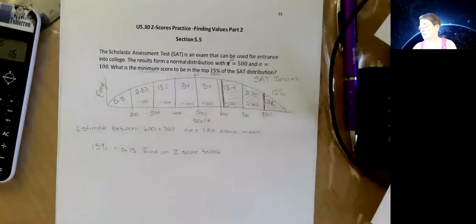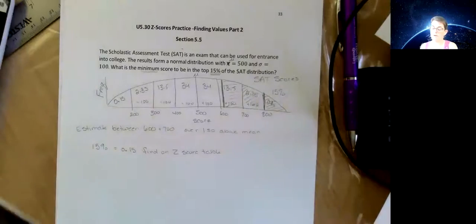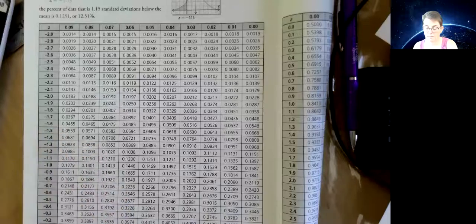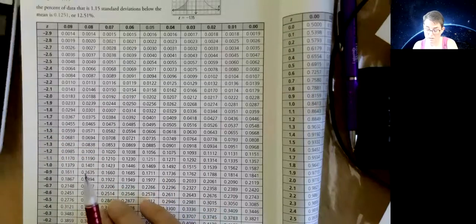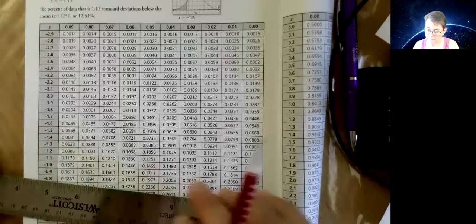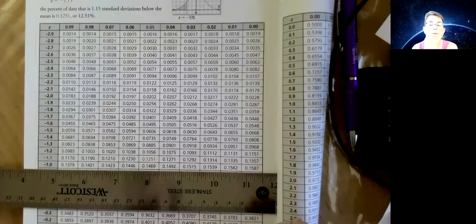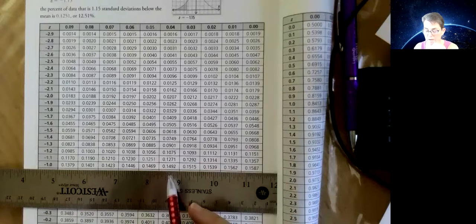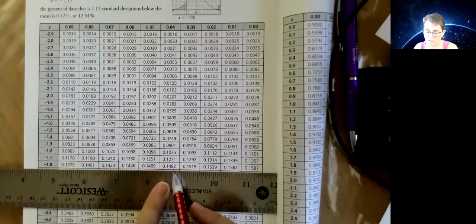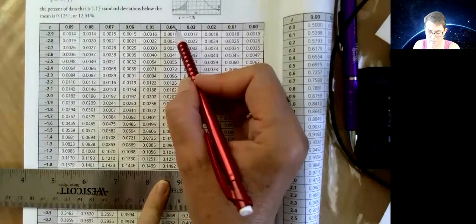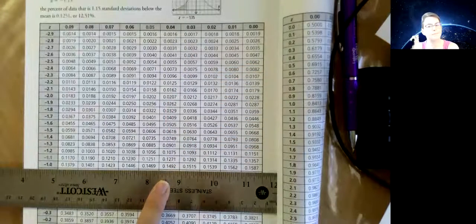Let's get out our handy dandy Z-score table and look at 0.15. All right, so I'm just scanning through. I'm looking for 0.15 in one of the boxes. Uh-oh, something's wonky. Okay, so the closest I have is negative 1.04. What's wrong?